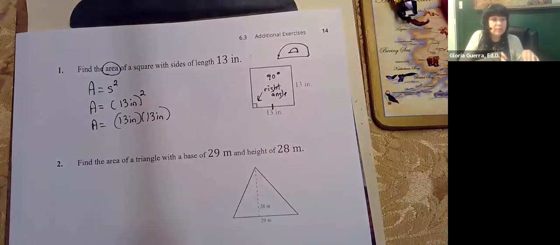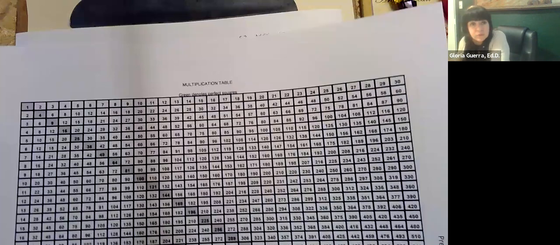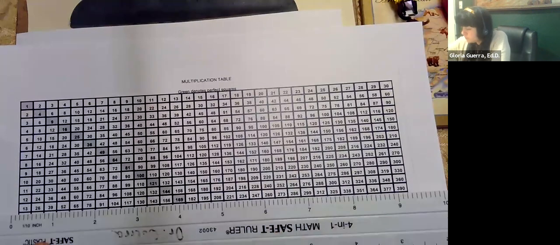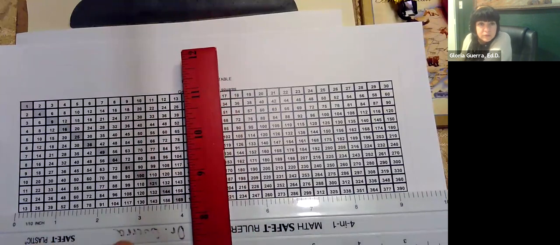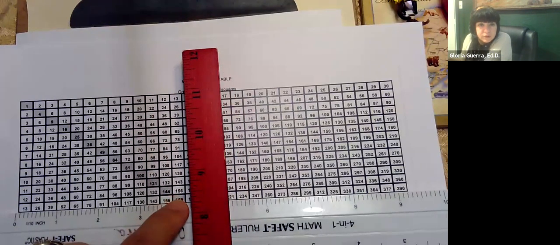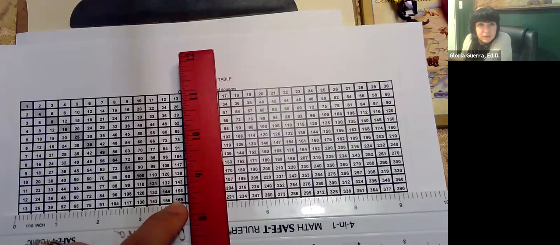And 13 inches times 13 inches can be looked up on the multiplication chart. And it also can be looked up on your calculator. You can do that by hand, but if it's on the multiplication chart, I would just look that up. 13 times 13. See that right there? 13 times 13 is 169.